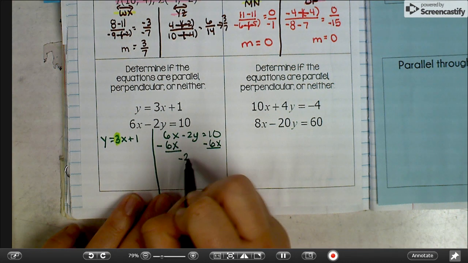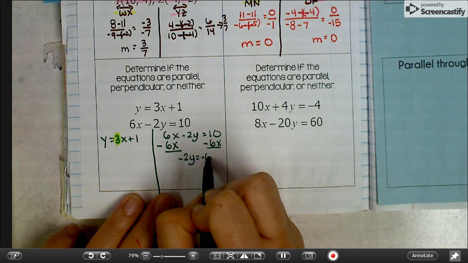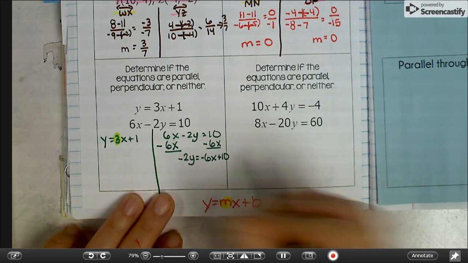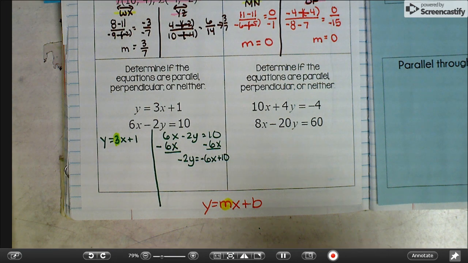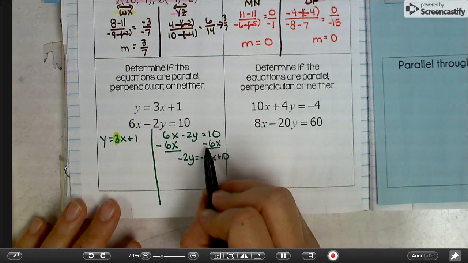This should be review from algebra. I like to do -6x plus 10 to keep it in slope-intercept style, but it wouldn't matter if you switch them. Just do not combine them because they don't have like terms. And make sure you keep that negative with the 6.